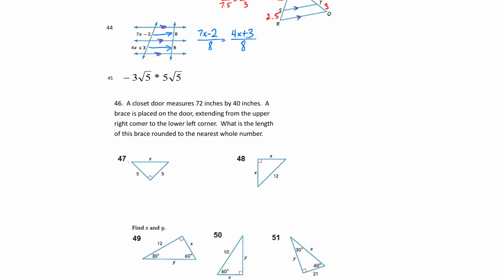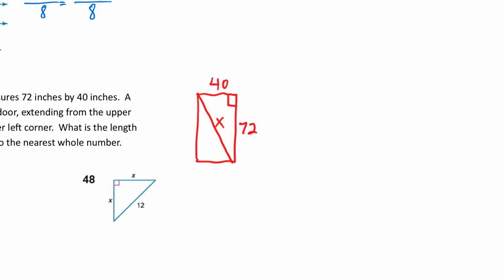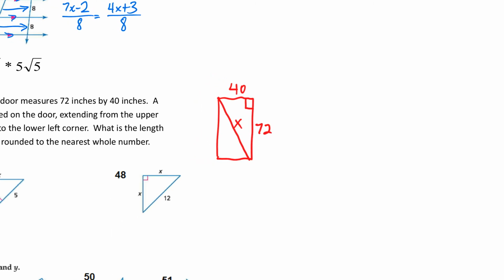Okay, number 46. You got this closet door that is 72 by 40. And we're looking for this brace right here. So what am I going to use to find the length of that thing? Just got through doing this. Pythagorean theorem, that's right. So 40 squared plus 72 squared is going to equal the x squared. The x is the c there. That's what we're looking for.